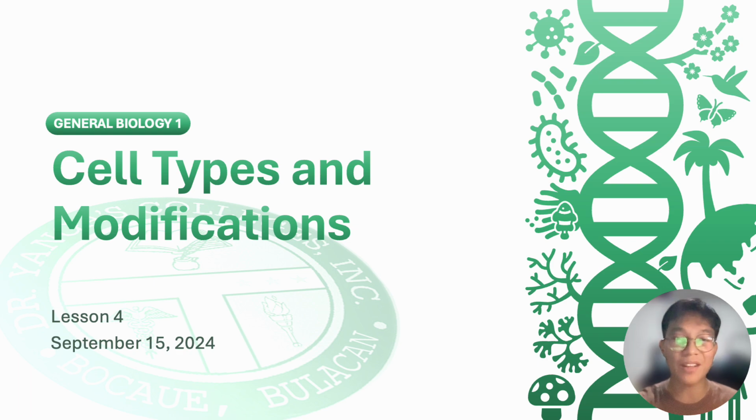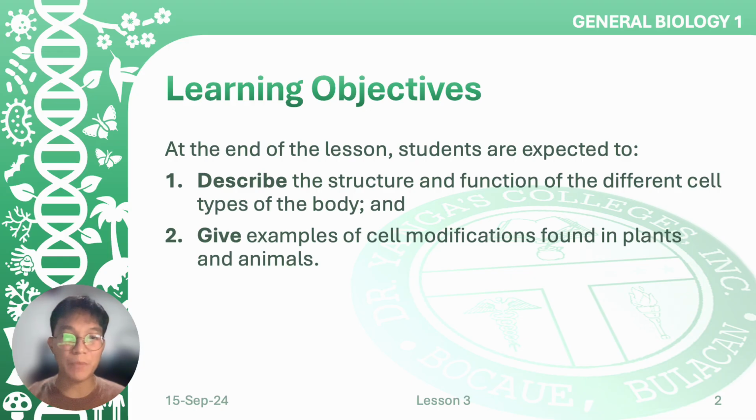So let's get started. For the objectives of our lesson, we will first need to describe the structure and function of the different cell types of the body, and then give examples of cell modifications found in plants and animals. For this lecture, we will only be covering the first objective: to describe the structure and function of the different cell types of the body.